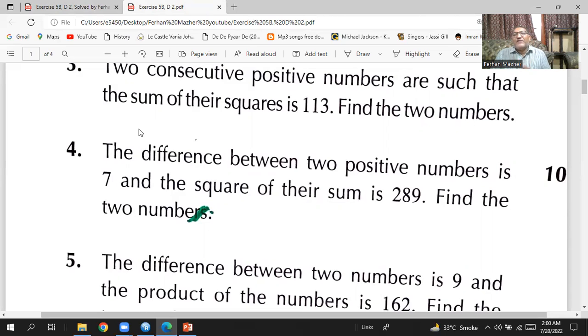So I'm supposing that the first number is x, then the next number will be x plus 7. So the difference between those 2 numbers is 7. He says the difference between 2 positive numbers is 7, and the square of their sum, so first you have to add them and then take its square, is 289. Find the 2 numbers.